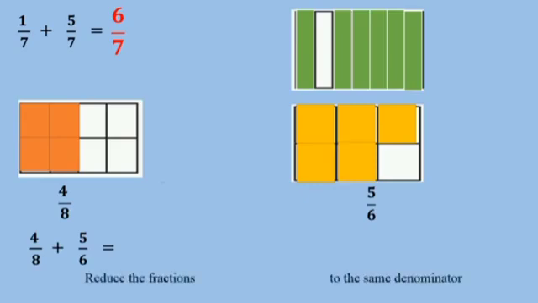So what do we have to do? We have to reduce the fractions to the same denominator. So for example, 4 over 8 and 5 over 6 must have the same denominator to start the operation. So how do we do that? We have 4 over 8 plus 5 over 6.